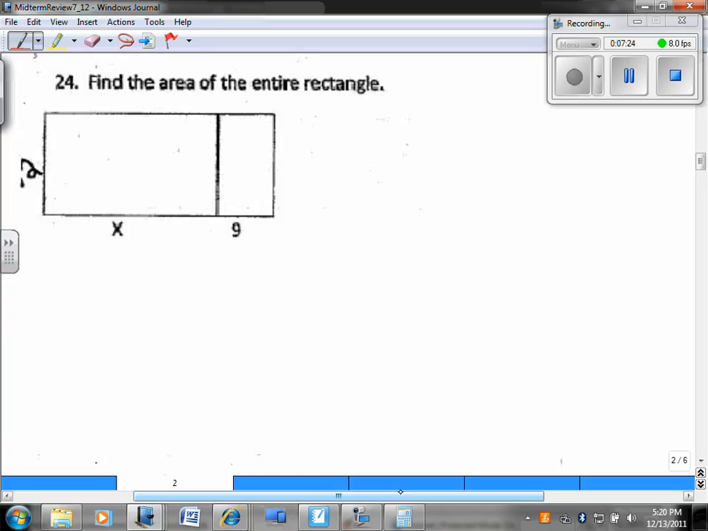Okay, problem 24 asks us to find the area of the entire rectangle. Area of a rectangle is calculated by length times width. A is equal to LW. Length times width. Number 1 got cut off here, but this side should say 12. Let me rewrite that once again. So it should be 12. And then this side should say x here and then 9.